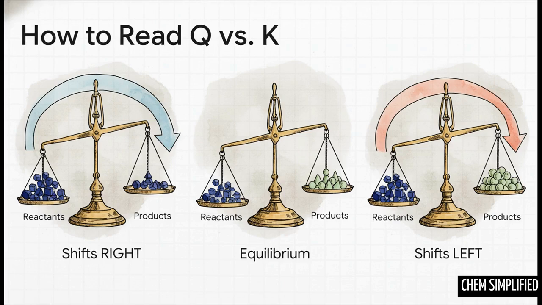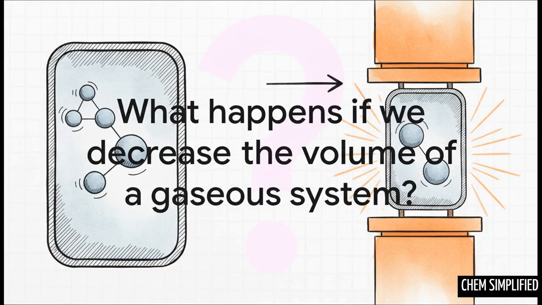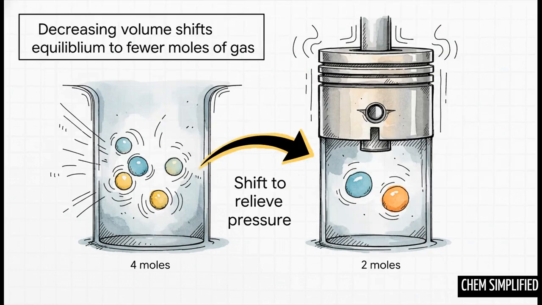It's that simple. Okay, let's put this into practice. Here's a classic, the synthesis of ammonia. Now, take a look. On the left, the reactant side, we have 4 moles of gas, 1 nitrogen plus 3 hydrogen. And on the right, the product side, we only have 2 moles of gas. So what happens if we take this system when it's at equilibrium and we just squeeze it? We decrease the volume. Well, when you decrease the volume, you're stressing the system by jacking up the pressure. All those gas molecules are suddenly crammed into a smaller space. So how does the system fight back? How does it relieve that stress?